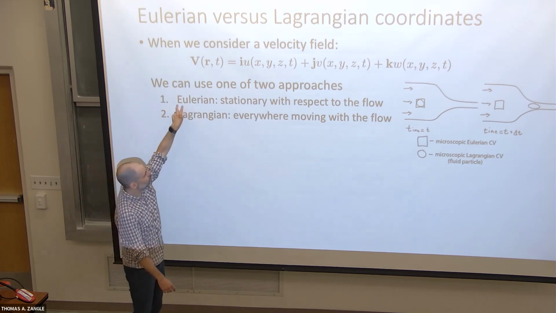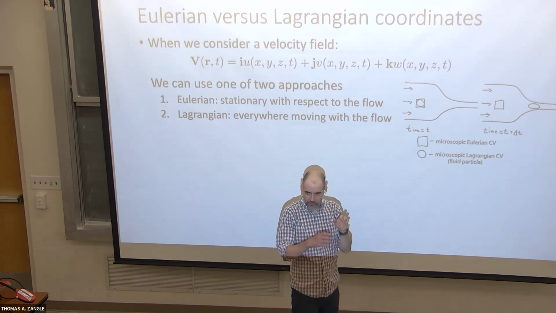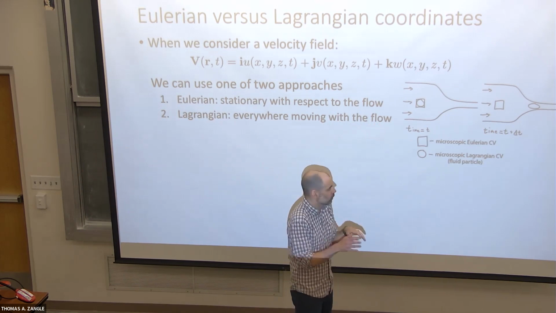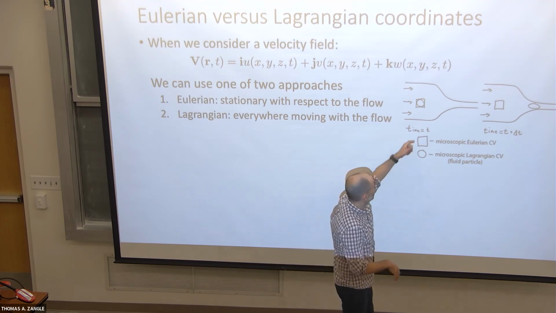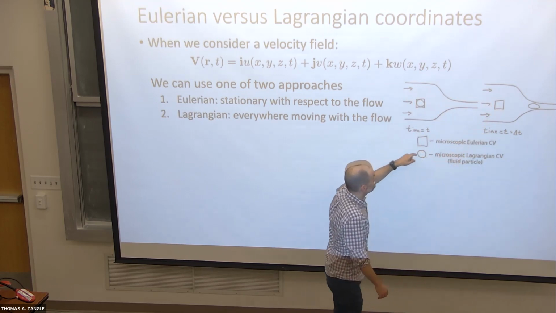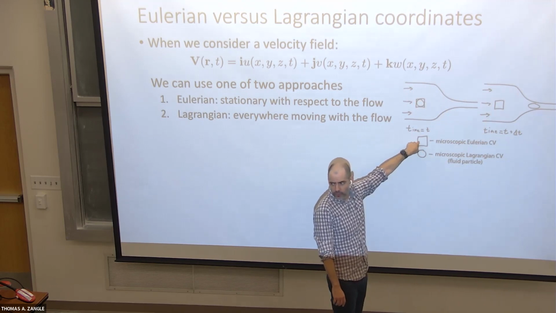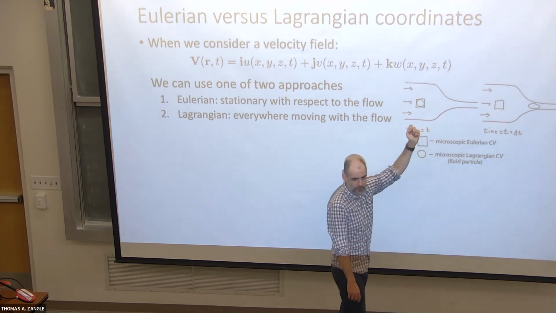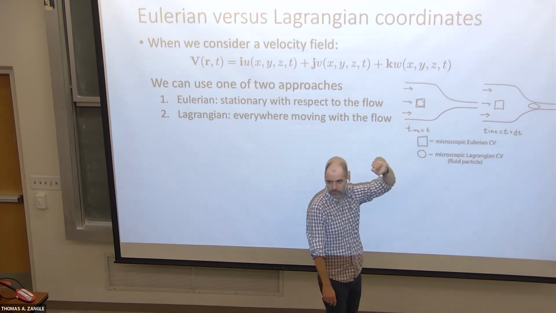The Eulerian approach is where our frame of reference, the way in which we're viewing the flow that's occurring, is stationary with respect to the flow. So if I have flow through this constriction here, this square represents an Eulerian control volume. And we can see that it stays in the same place. So Eulerian analysis is fixed with respect to the flow.